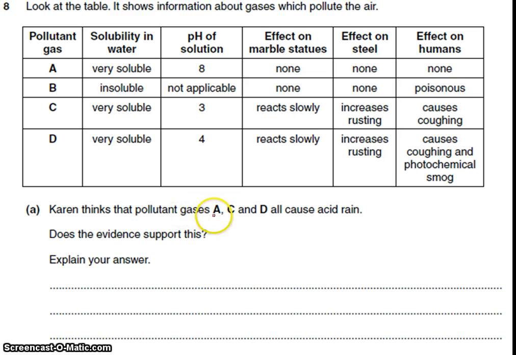Karen thinks that the pollutants A, C and D all cause acid rain. Does the evidence support this? Explain your answer. You may want to have a look at this before, and just pause the video for a second before answering.